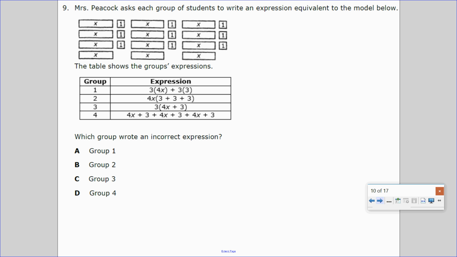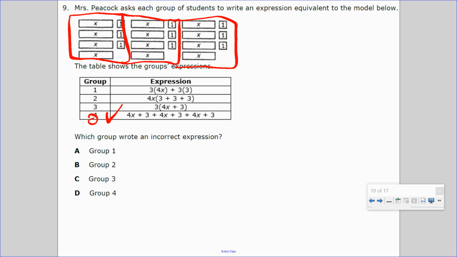Number 9, Mrs. Peacock asked each group of students to write an expression equivalent to the model below. Which group wrote an incorrect expression? So let's go through each one. I see 4 x's and I see a 3. 4 is correct. 4x plus 3. Now 4x plus 3 plus 3. I see 4x plus 3. It repeats a second time. It repeats a third time. So 3 is correct. 3 groups of 4x plus 3.